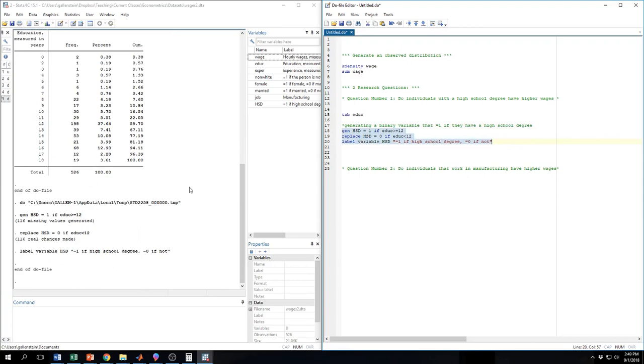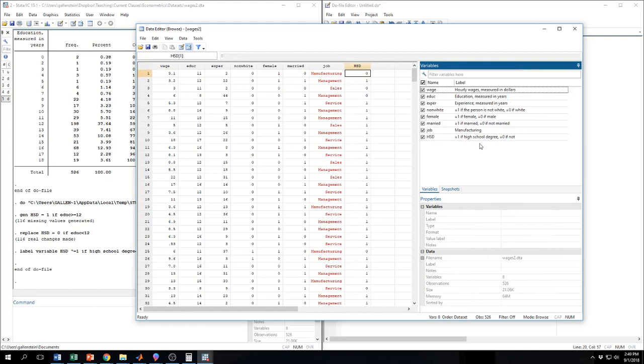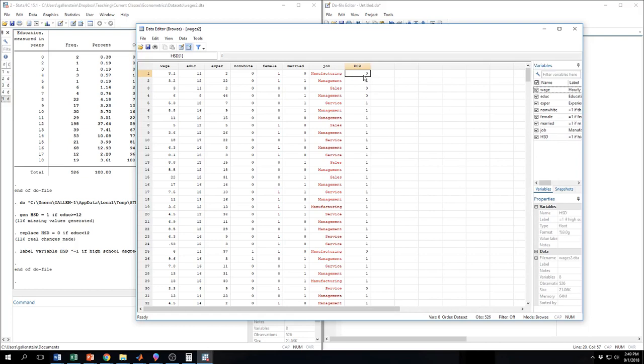Boom, generated the variable. We can even open up our data set and take a look. HSD, all right, our brand new variable. We can look at our label over here. Okay, great. Equals 1 if they have a high school degree, equals 0 if not. Excellent. So here's our variable. This person doesn't have a high school degree. This person does. This person doesn't. This person doesn't. This person does. Okay, this is great. We've got our variable.